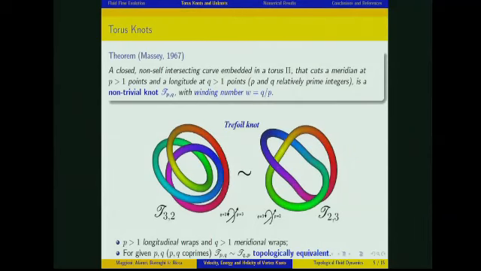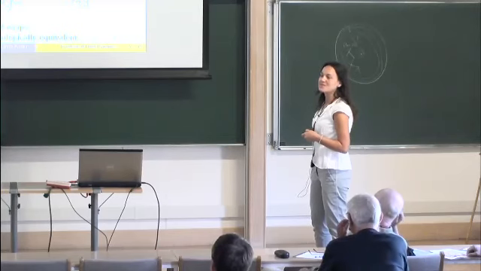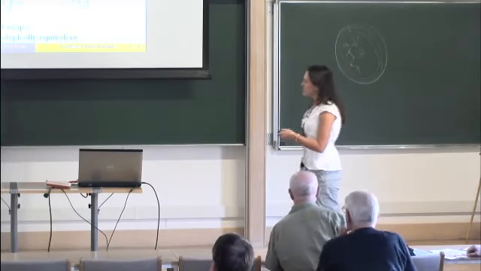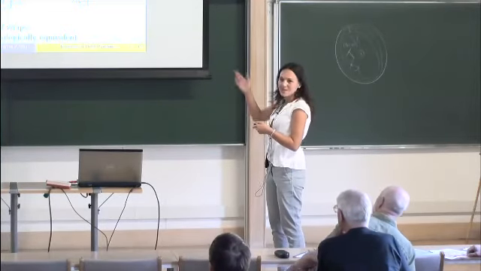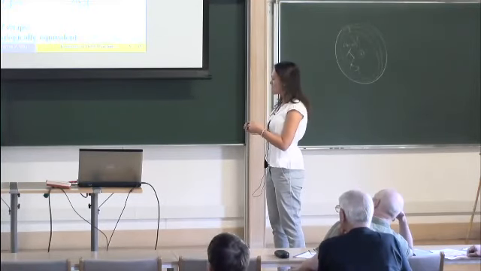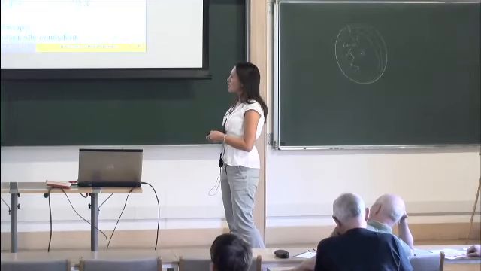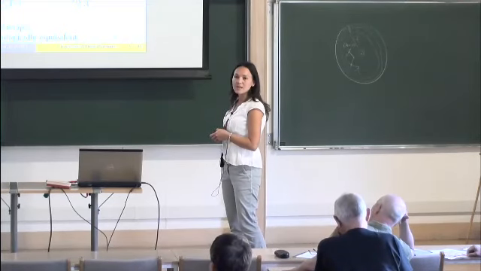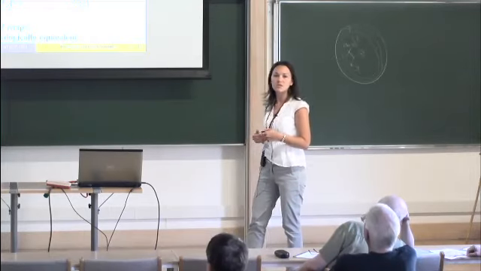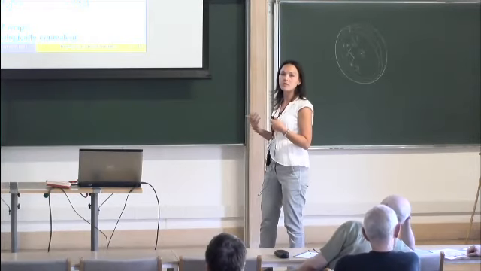Okay, so these are two topologically equivalent representations of the same trefoil knot. The color doesn't match anything, it's just a representation. So in the case that the number of longitudinal or meridional wraps is equal to 1, then the curve is not knotted, and so we call it an unknot.